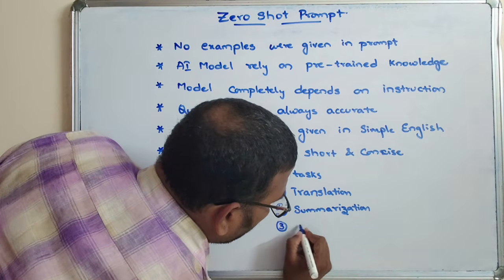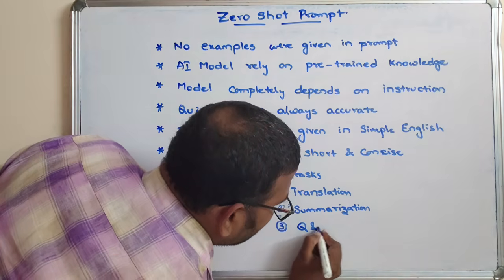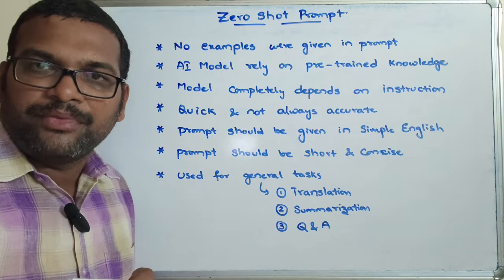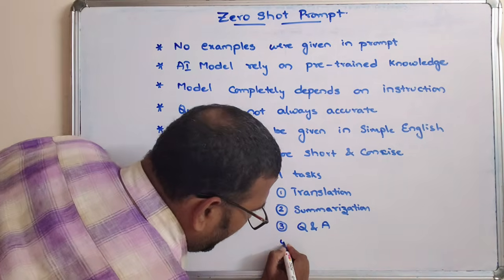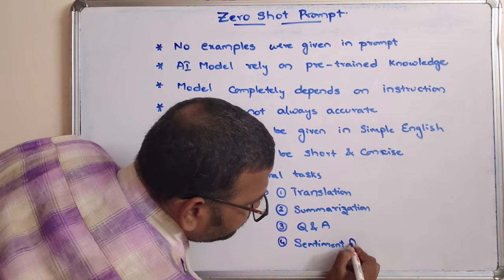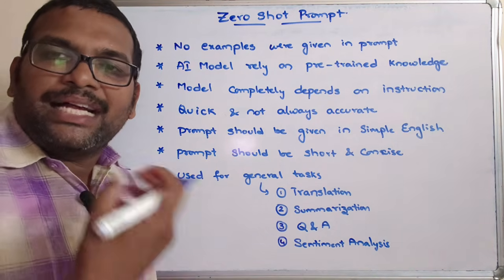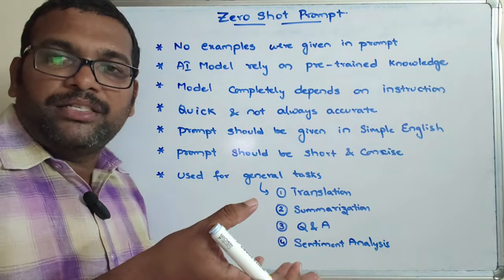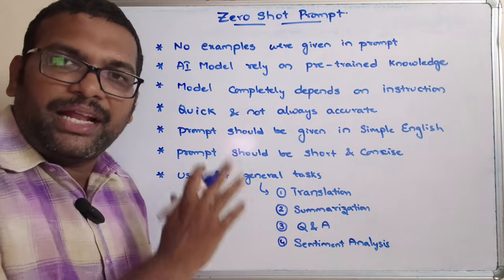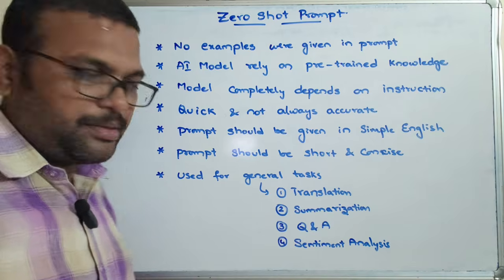And next, question and answers. Simple question and answers, where we ask some questions and it gives some answers. And sentiment analysis. We give some statements and ask which sentiment they depend on, right? I'll show examples for each and every task. We'll use these prompts in the system, and I'll show you in the system.